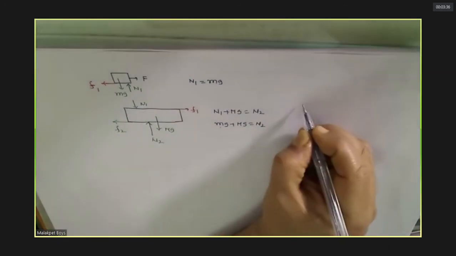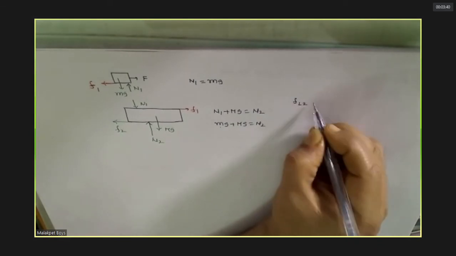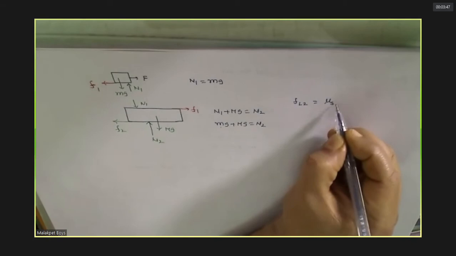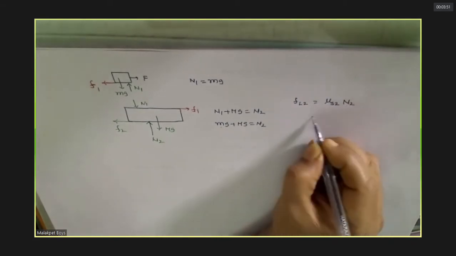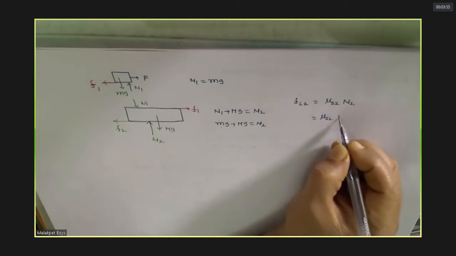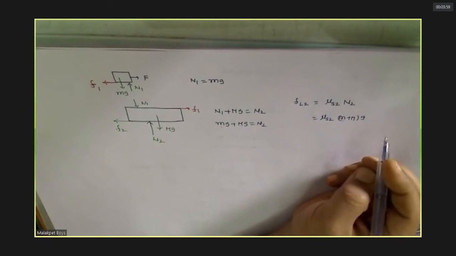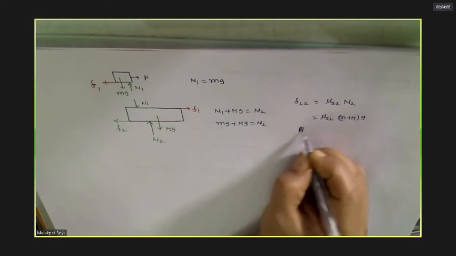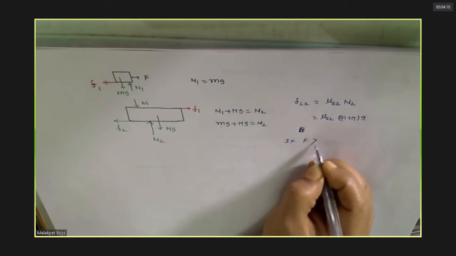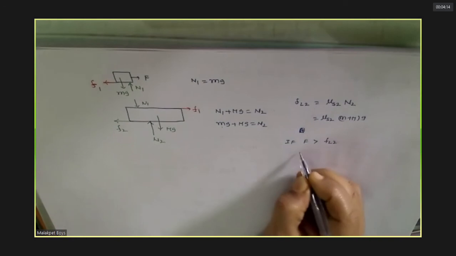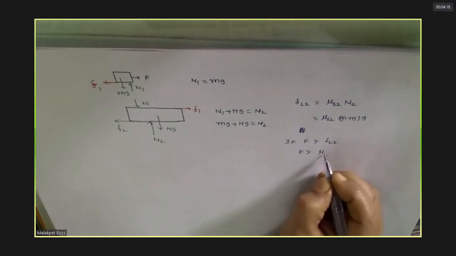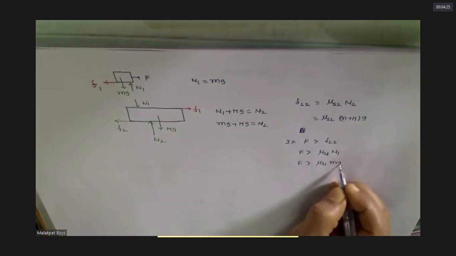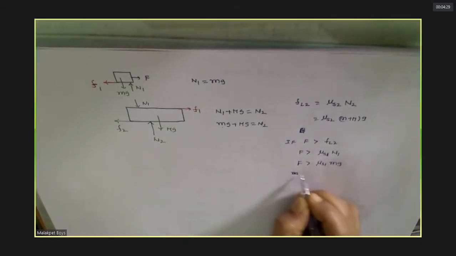Now, the limiting friction below will be mu s2 into N2, which is mu s2 into (M plus m) into g. Do you agree with this or not? And actually this is the kinetic friction. If F is greater than the limiting friction of the upper block, that is mu s1 into N1, which is mu s1 into mg, then what will happen? The upper block slides on the lower block.